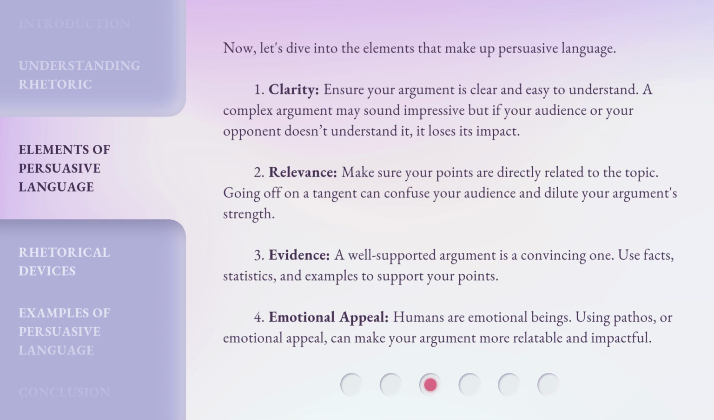3. Evidence. A well-supported argument is a convincing one. Use facts, statistics, and examples to support your points. 4. Emotional appeal. Humans are emotional beings. Using pathos, or emotional appeal, can make your argument more relatable and impactful.